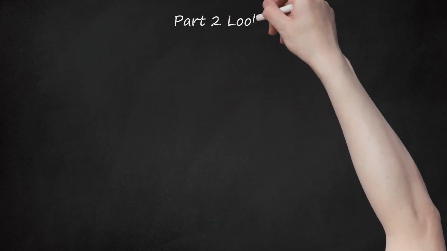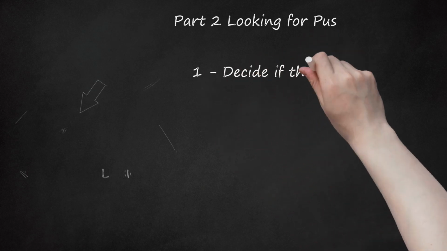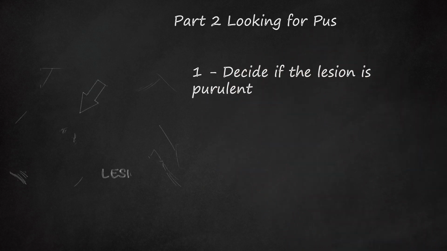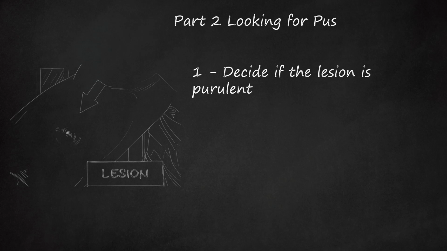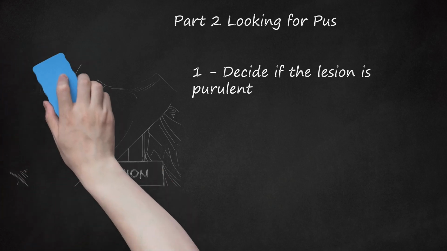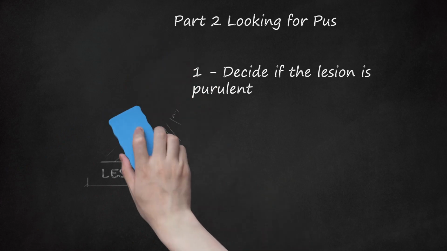Part 2. Looking for pus. 1. Decide if the lesion is purulent. If you have a bump or lesion, look for a fluid-filled cavity that is movable and compressible. Look for a yellow or white center with a head. There might also be draining pus.